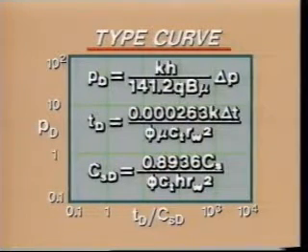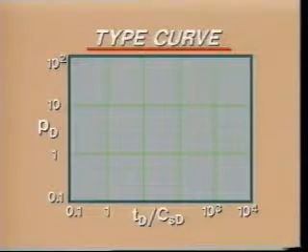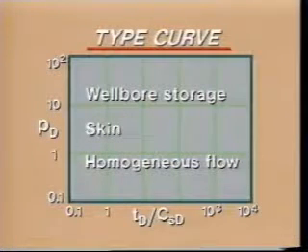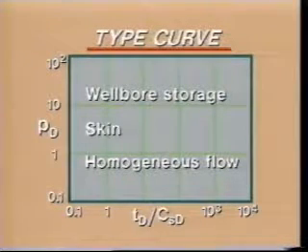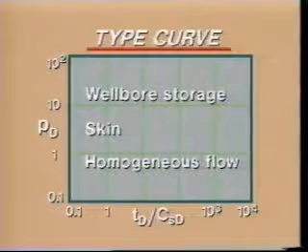Note that P sub D is written in terms of delta P and T sub D is written in terms of delta T. Each term, however, is dimensionless and includes other variables that are specific to the wellbore and reservoir system being tested. Type curves are available for many different reservoir models. For example, one such set has been prepared for a wellbore reservoir system with wellbore storage, skin, and a reservoir exhibiting infinite-acting homogeneous flow behavior.